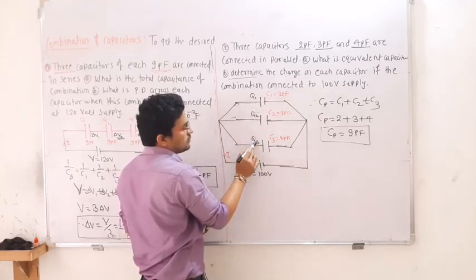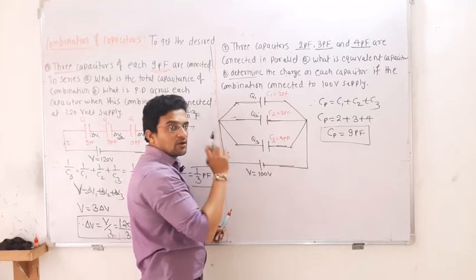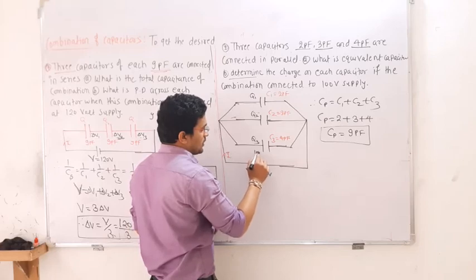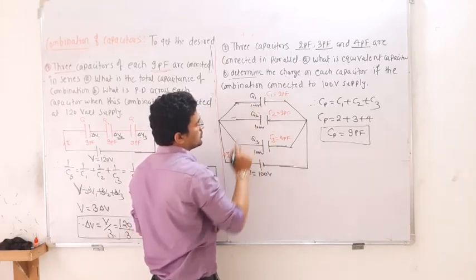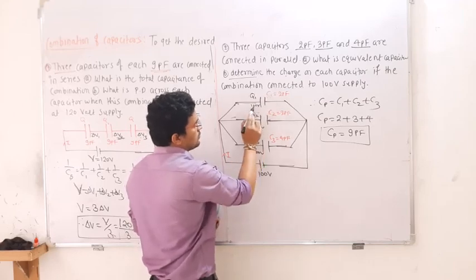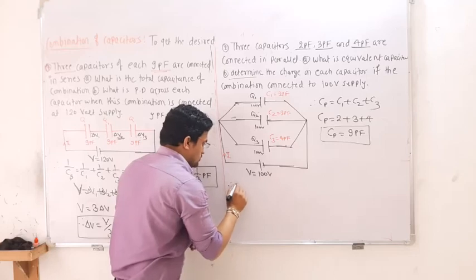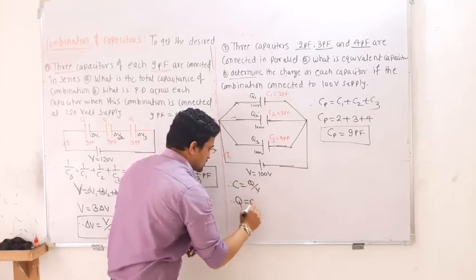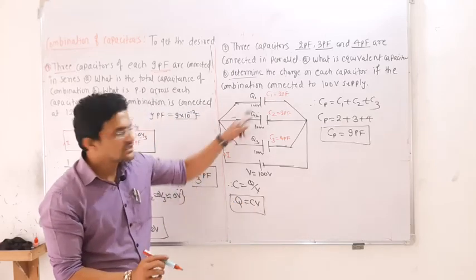That means you have to find out Q1, Q2 and Q3. Now across each capacitor the potential is the same. In a parallel combination the potential will always be the same. So you have 100 volt here, here also 100 volt, and here also 100 volt. You have capacitance and voltage, and you have to find Q. We know C is equal to Q by V, therefore Q is equal to C into V. Apply this equation on each capacitor.